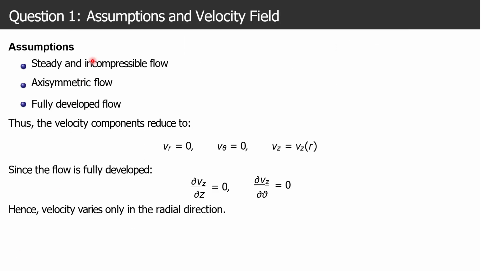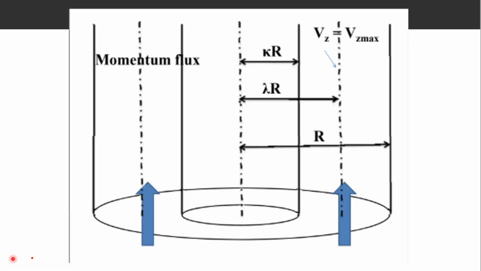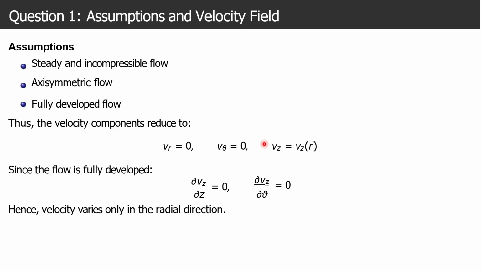Our assumptions are steady and incompressible flow, axisymmetric flow, fully developed flow. Let's talk about the velocity components. The liquid in the cylindrical annular region is flowing in the upward direction, in this direction. So there won't be any velocity Vr and V theta. We are left with only one component, Vz. And as we know, Vz can in general be a function of r, theta, and z.